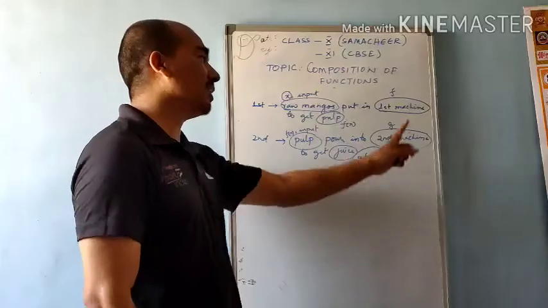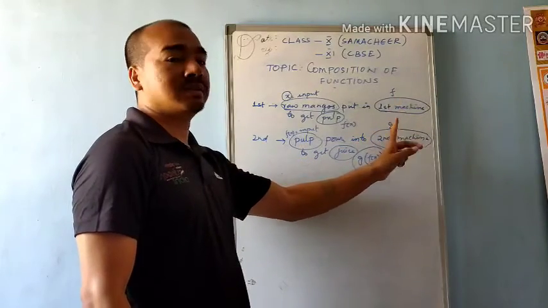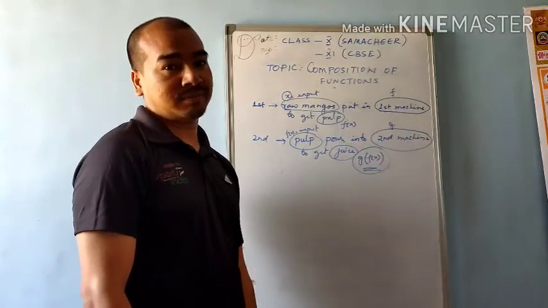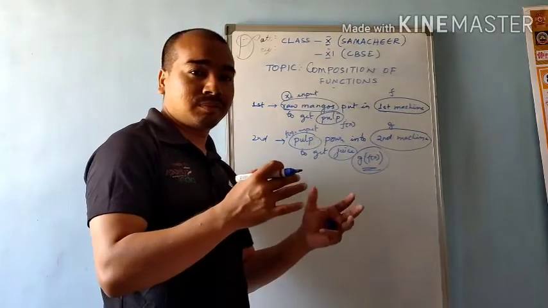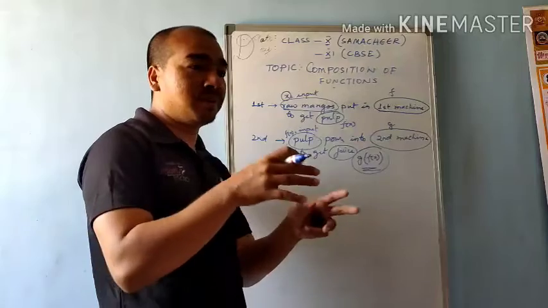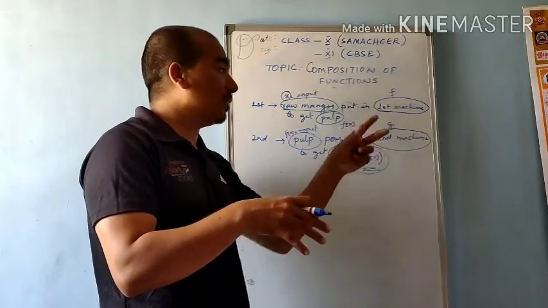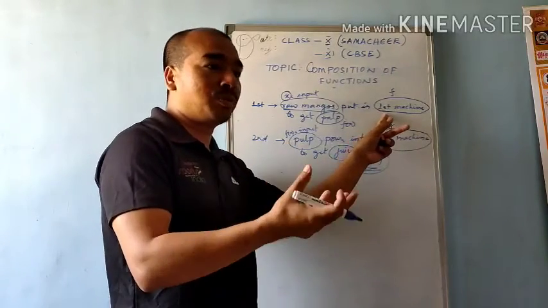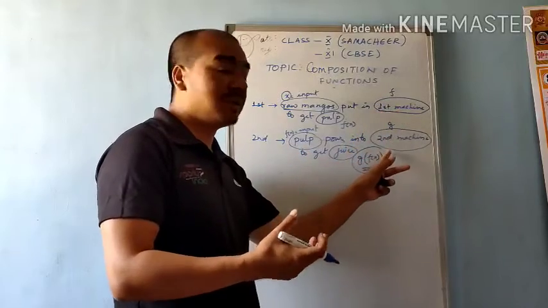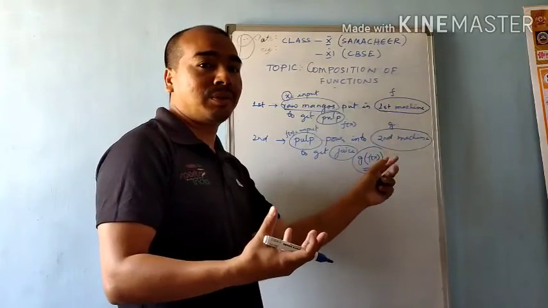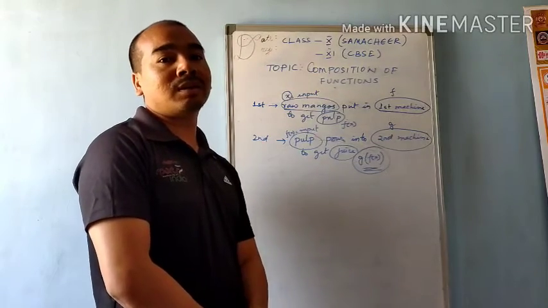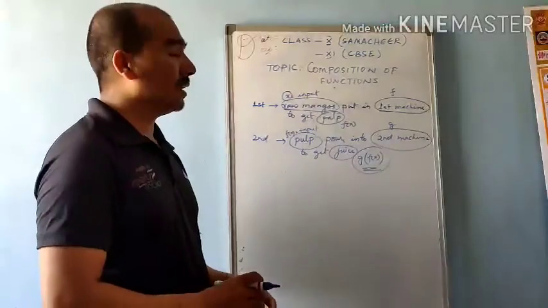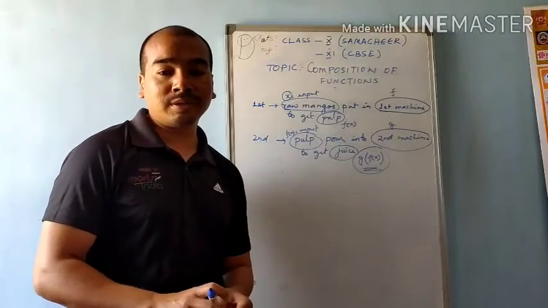So finally, this output is called the composition of functions. What are the functions? f and g. This is the product after feeding all the elements to the first function, then one output comes. That output is fed into the second function, then we get one output here. This last output is called the composition of functions.